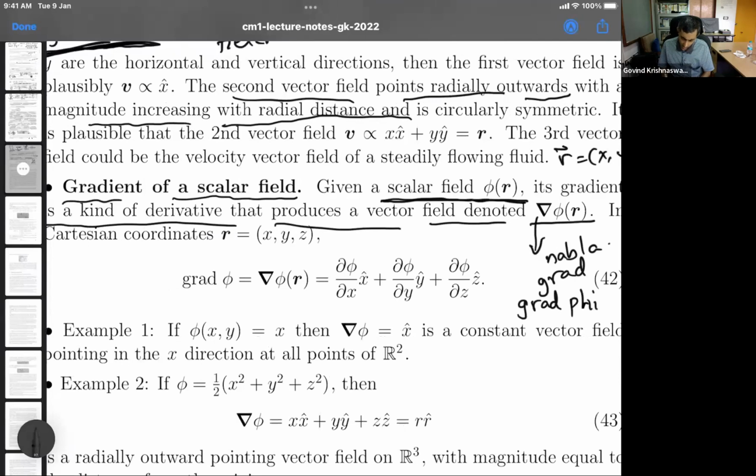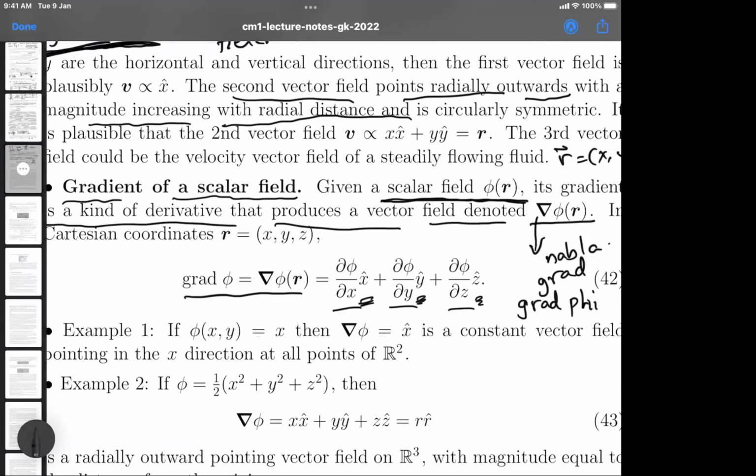Okay, so nabla phi, or the gradient of phi, by definition is a vector. It's a vector field, in fact, whose components in the x, y, and z direction are given by the first partial derivatives of phi with respect to x, y, and z respectively. So we have defined our first quantity.